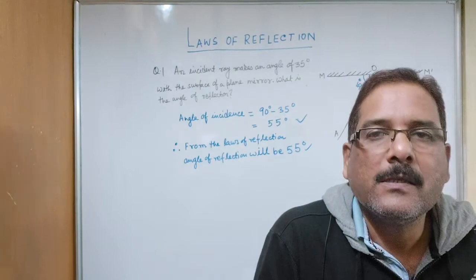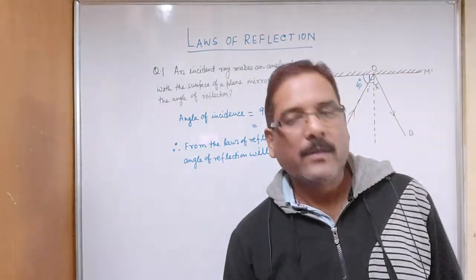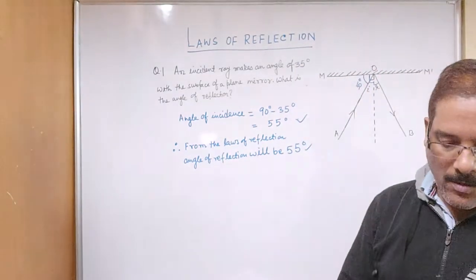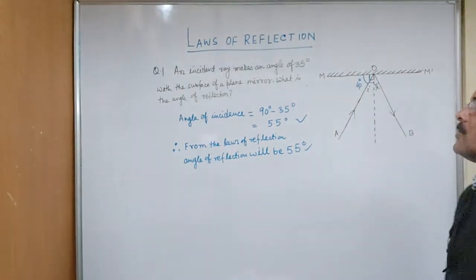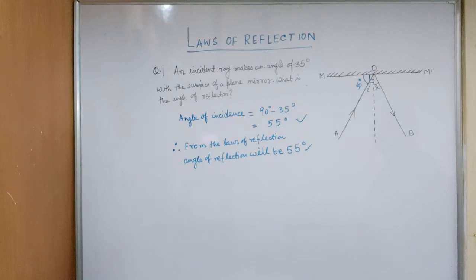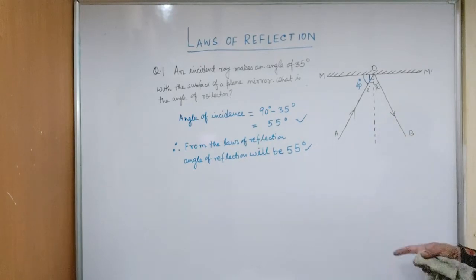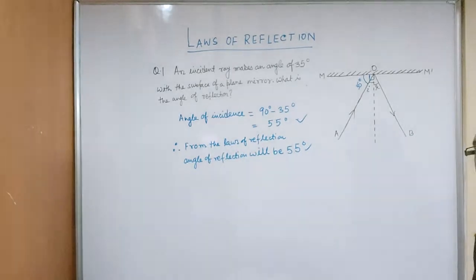Now we will discuss another important question. I think it is clear to you because generally students take 35 degree as the angle of incidence. It is not the angle of incidence. It is given the incident ray makes an angle of 35 degree with the surface of the mirror. So angle of incidence will be 90 minus 35.